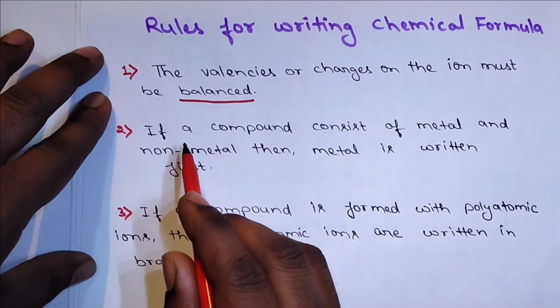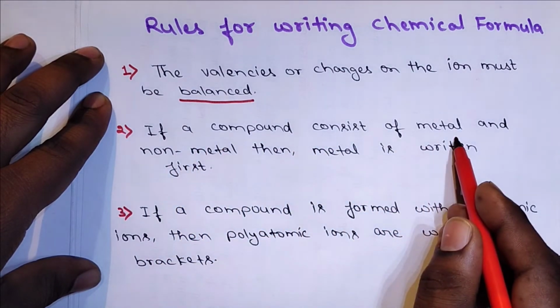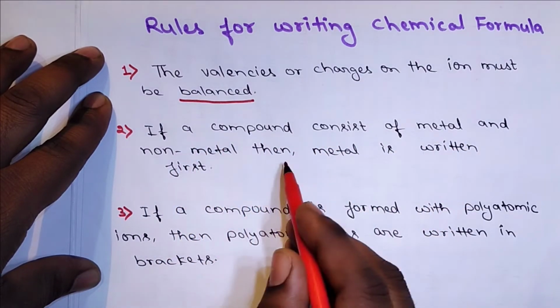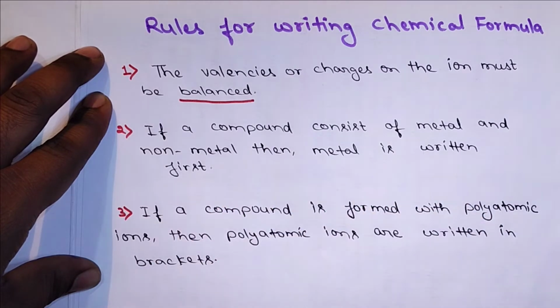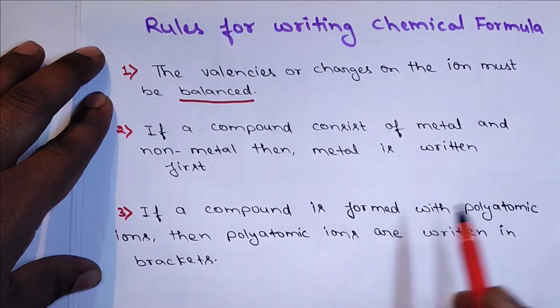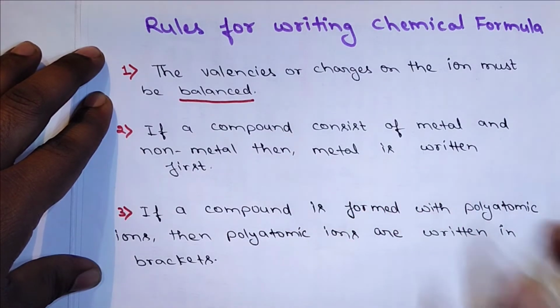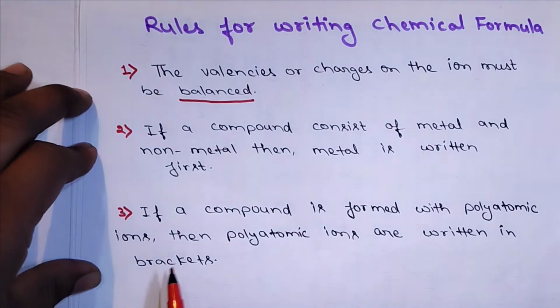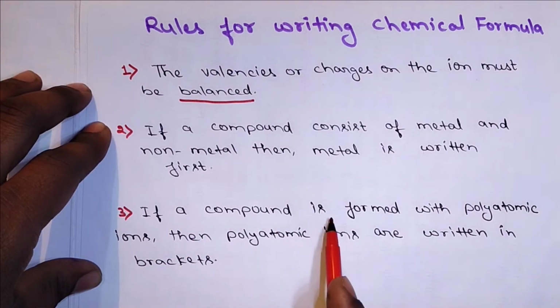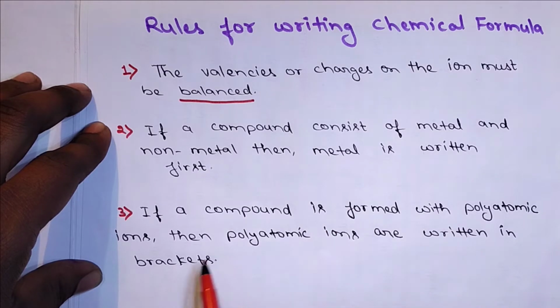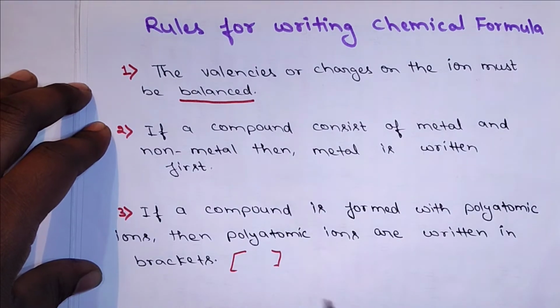Second rule is, if a compound consists of metal and non-metal, then metal is written first. Means if cations and anions are present in any compound, then we should write the cation first and then the anion. Okay. Now third rule is, if a compound is formed with polyatomic ions, then polyatomic ions are written in brackets. We use square brackets to write the polyatomic ions.